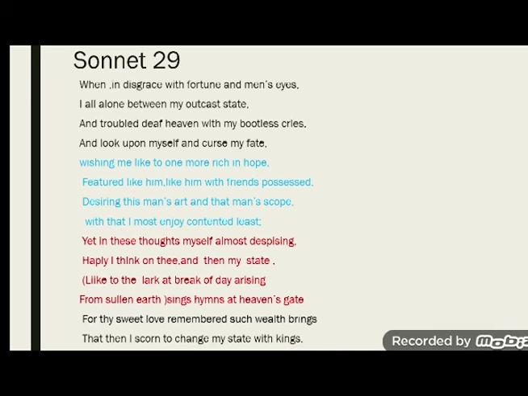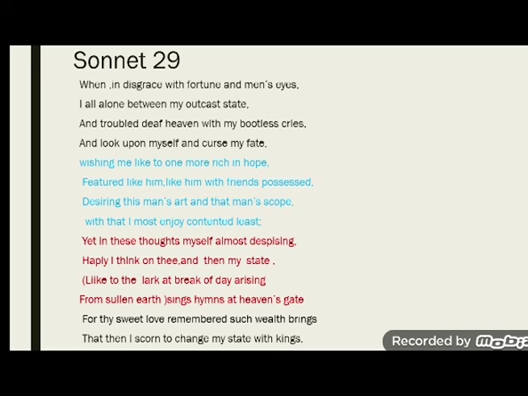Look at the beautiful comparison. The earth is gloomy, sullen or dark because it is night. At night, the skylark was asleep. At dawn, the lark lifts itself from the sullen earth. It soars and sings up in the sky. It sings beautiful, melodious songs. So, like the lark at break of day arising from sullen earth, sings hymns at heaven's gate. It flies very high up in the sky, and the poet feels that the lark is flying to high heaven and knocking at the door. He sings at heaven's gate. Angels are singing as well.